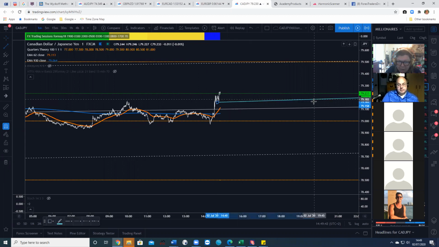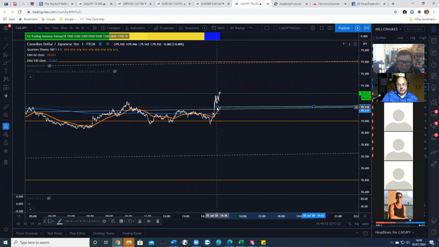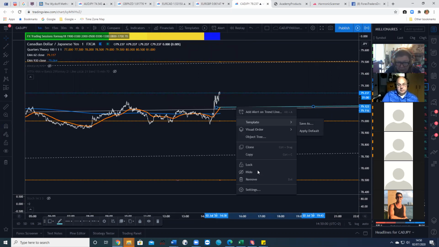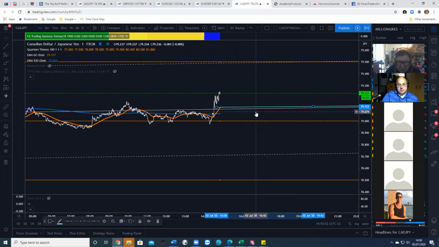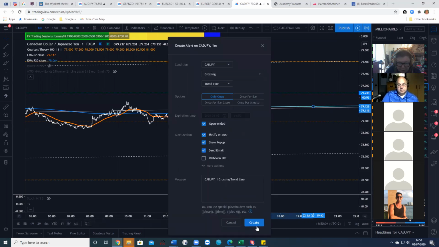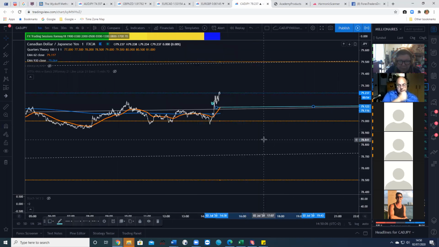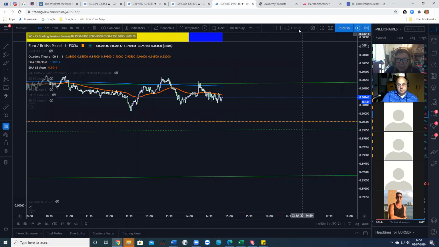So I'll just put an alert down here, see if price comes back for us. It might not, it's gone a bit far off, but we'll see. Add alert. So that's CAD JPY.